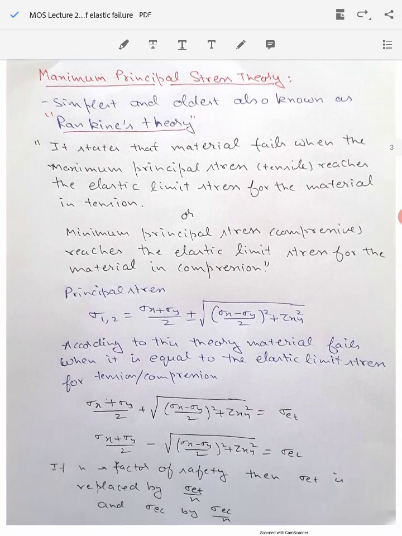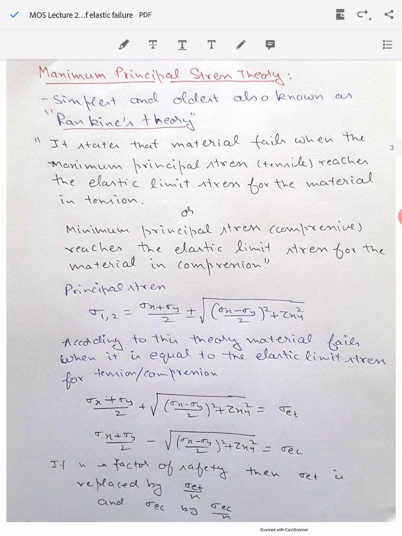So this is just a reminder that the formula for the principal stress, sigma 1 or 2, is given by (sigma x plus sigma y)/2 plus or minus the square root of ((sigma x minus sigma y)/2) squared plus tau xy squared, where sigma x is the stress applied along the x-axis, sigma y is the normal stress applied along the y-axis, and tau xy is the shear stress.